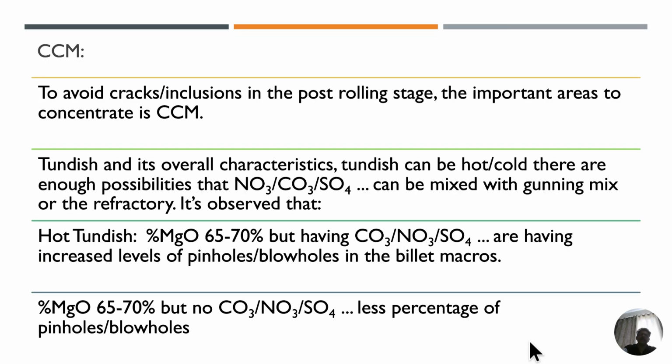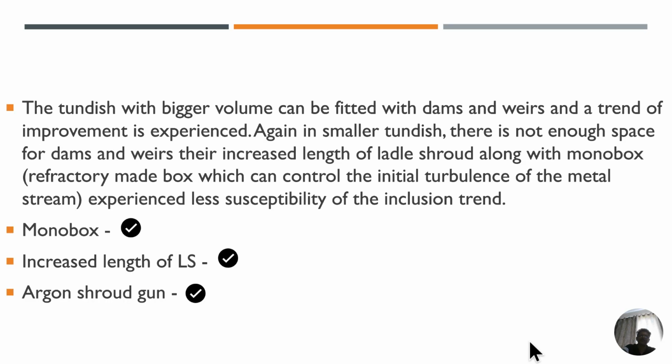CCM. To avoid cracks and inclusions in the post-rolling stage, the important area to concentrate on is CCM, the tundish and its overall characteristics. Tundish can be hot or cold. There are enough possibilities that nitrate, carbonate, sulfate can be mixed with the gunning mix or the refractory. It's observed that a hot tundish with MgO 65 to 70% but having carbonate, nitrate, sulfate has increased levels of pinholes, blowholes in the billet macros. With MgO 65 to 70% but no carbonate, nitrate, sulfate, there is a lower percentage of pinholes, blowholes.